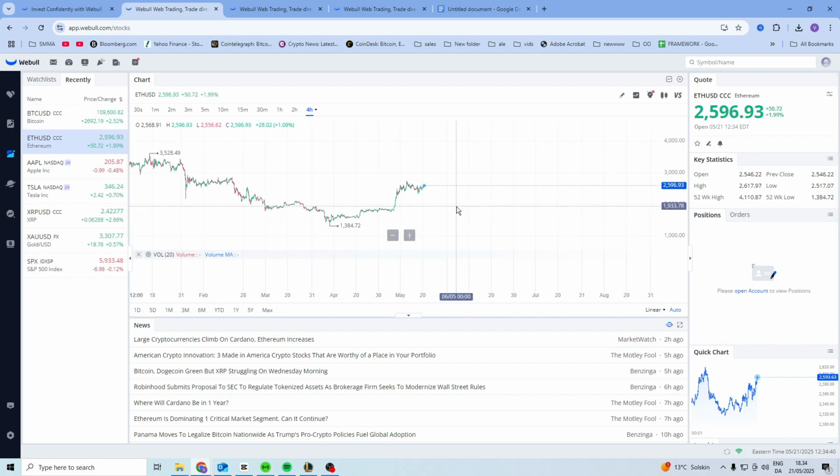Now keep in mind, for crypto trading, when you sign up for your account, you might not be able to trade crypto immediately, so you might need to go to your profile and enable it.